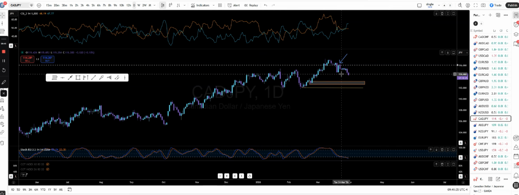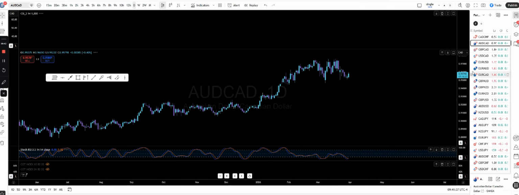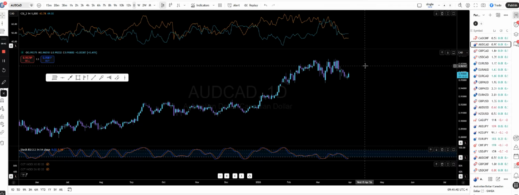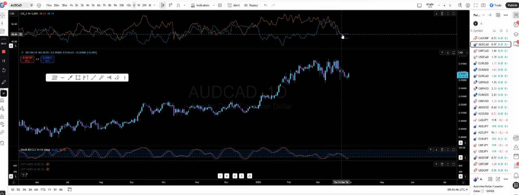That's why I took them. Just quickly scanning, I don't really have anything else right now that I'm really too thrilled about. We do have this Aussie Canadian, which was on my watch list, where we had this little crossover right here, which should be pushing this pair down. But again, this is the Aussie Canadian, and I'm looking at more Canadian weakness, which is why I'm short CAD yen and long euro CAD. And so that's a little bit of a conflict.